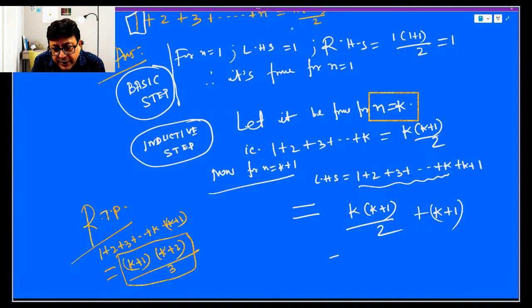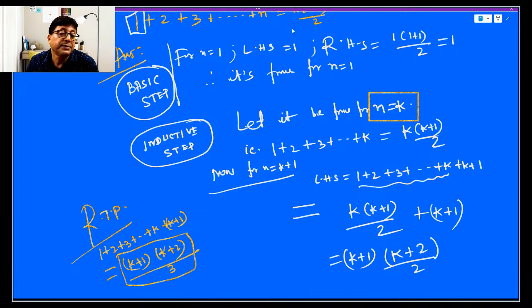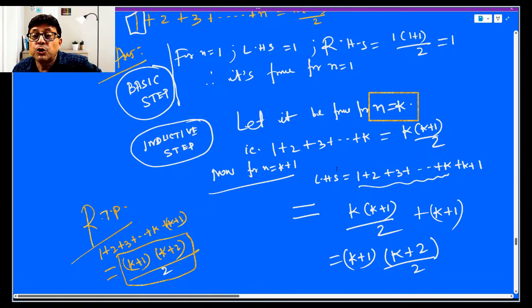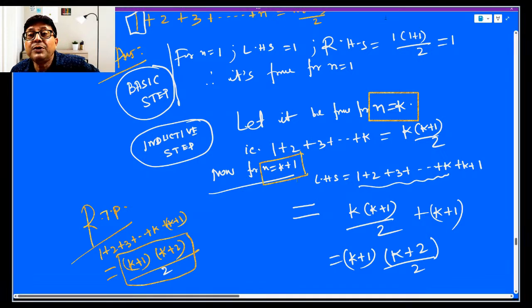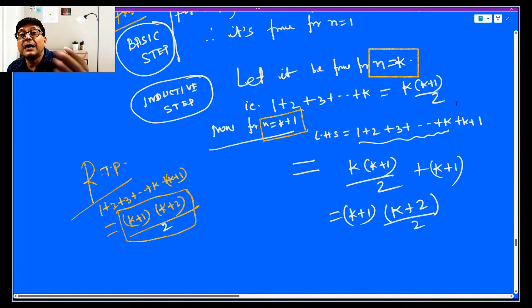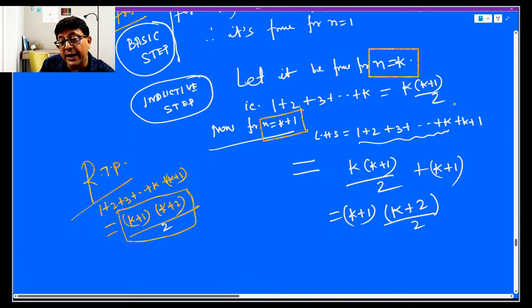So this thing will be, see, it is proved. So it is proved that it is true for n equal to k plus 1 also. So by proving it is true for n equal to k, we have proved that it is true for n equal to k plus 1. What does the induction concept arise? K to k plus 1 true.